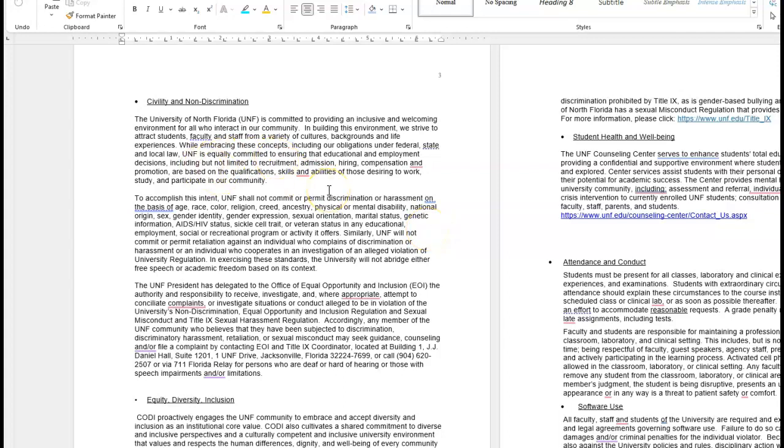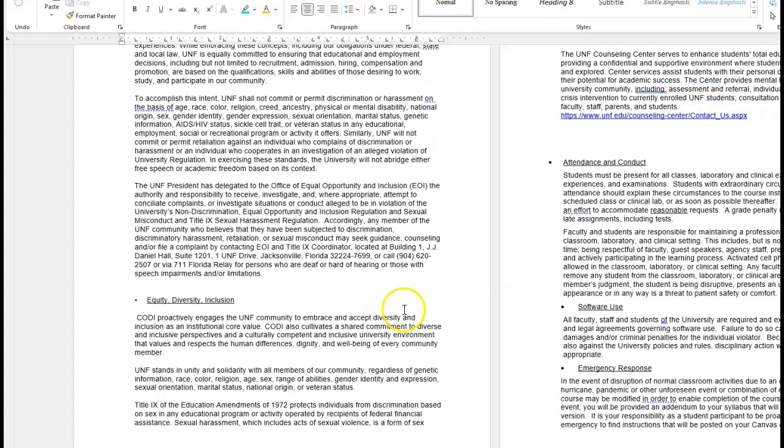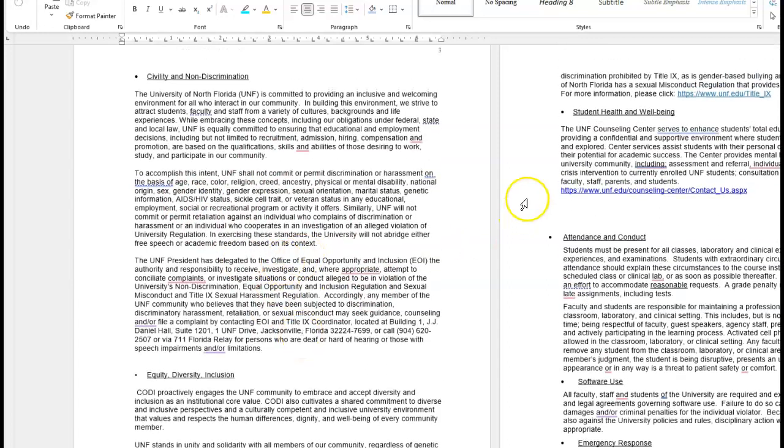Civility, we want you to be civil. We have a lot of inappropriate professionalism issues going on in nursing right now, and we certainly don't want to do anything like that. We do have an office for equity, diversity, and inclusion. If you have any issues, same thing that we were talking about, non-discrimination, we would want you to report there.